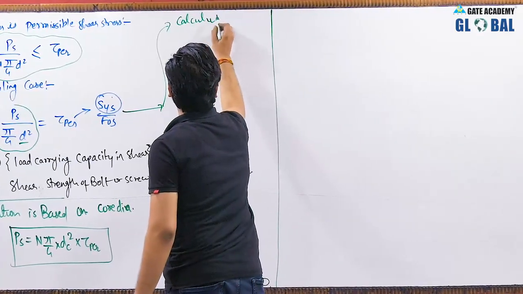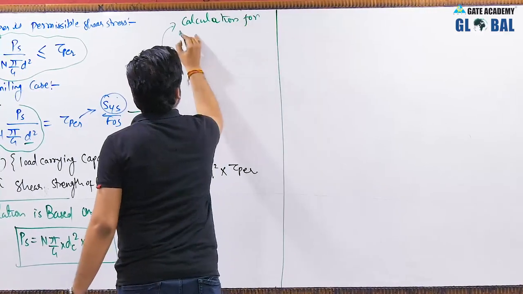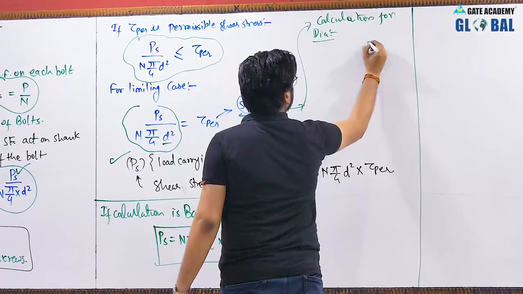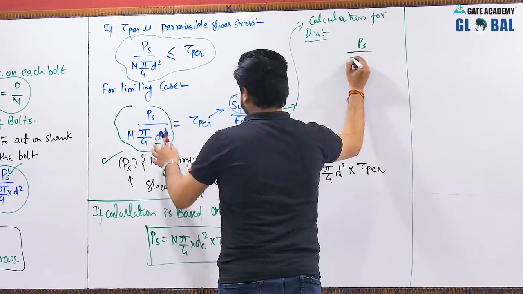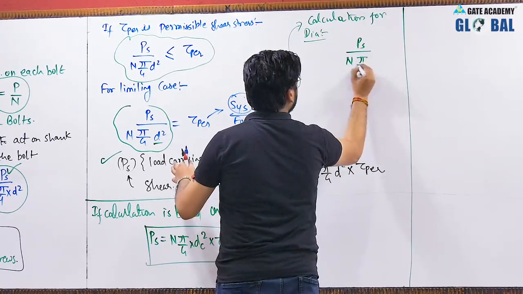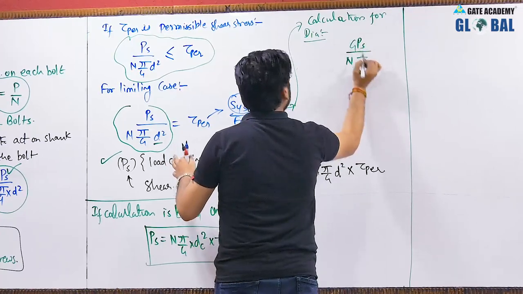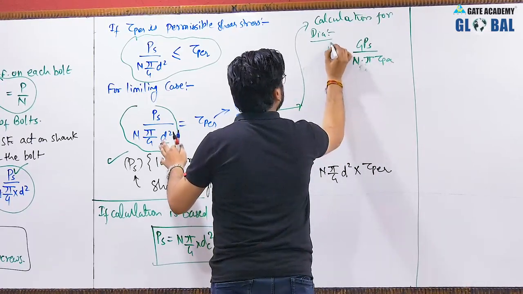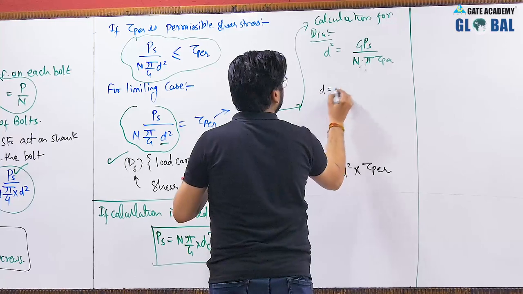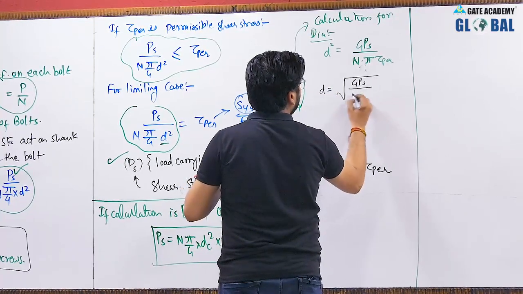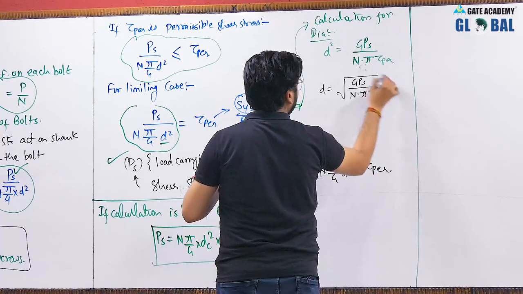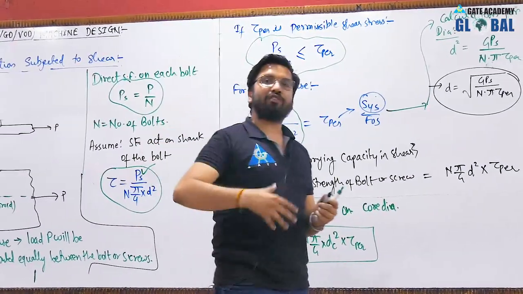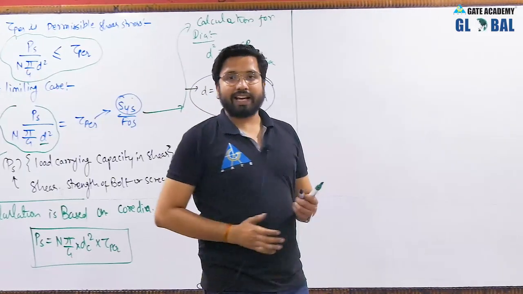So the calculation for diameter can be performed like this. Just transfer the tau permissible in this equation. So 4 into PS divided by N into pi into tau permissible is equal to d square. This may be written as d equal to root over 4 PS divided by N into pi into tau permissible. Now this will give you the minimum shank diameter, or the minimum value of nominal diameter, that should be there for carrying the given load.